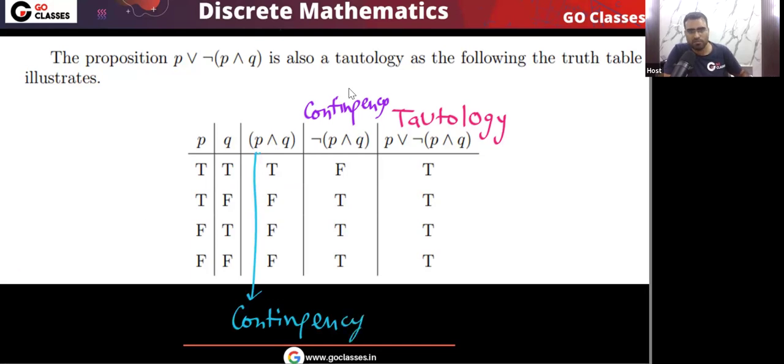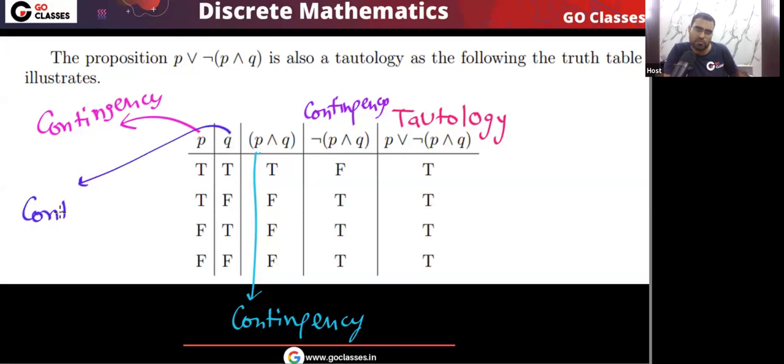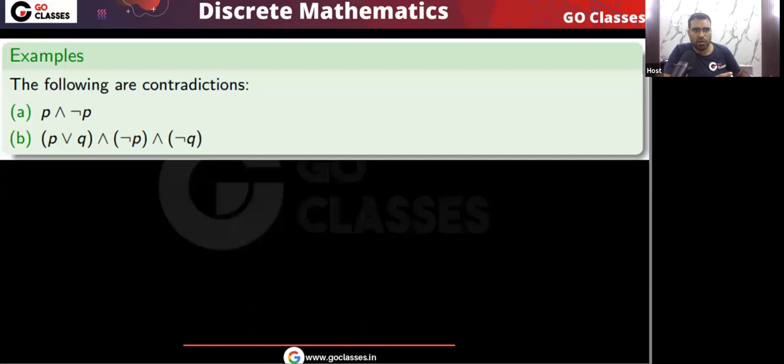What about this P? You can see this is also a contingency. And what about this Q? You can see this is also a contingency. Understood? The definitions are very simple. You can see these are contradictions. P and negation P is a contradiction. This is also a contradiction. You can easily prove it.